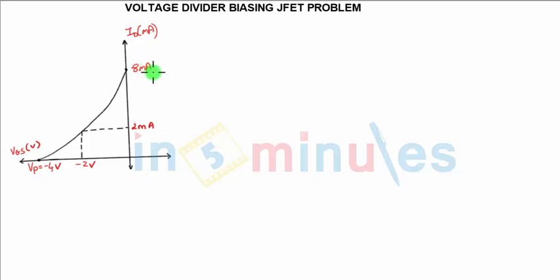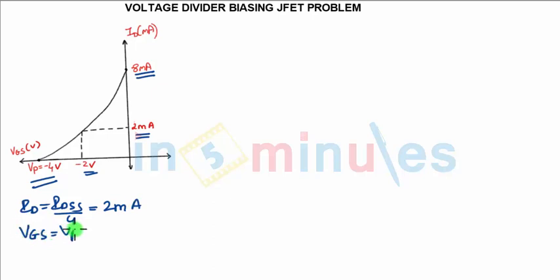Consider the value of IDSS 8 milliampere, VP is -4. You know now how to draw the transfer characteristics curve. And for ID, we need to take 2 points. So what we can do, ID is equal to IDSS by 4, which will give you 2 milliampere, and for that value your VGS will be VP by 2, that will be -4 by 2, you will get -2 volts. This is how you are getting these 2 points, right?